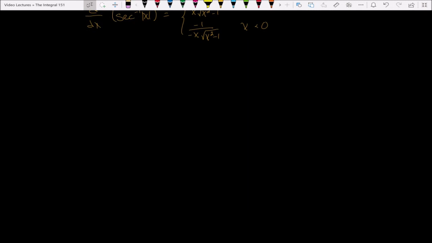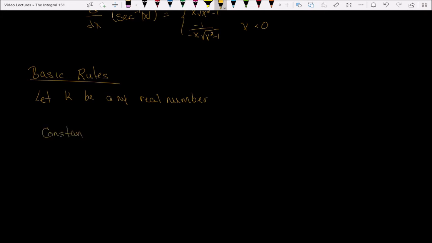There are two basic rules for antiderivatives. And these two rules are fairly obvious. So first, we're going to say let k be a real number. Right, we have what's known as the constant multiple rule, which says that the antiderivative of k times f of x is k times the antiderivative of f of x.